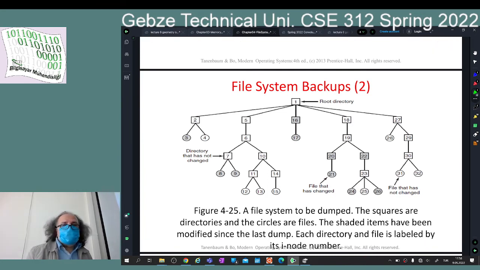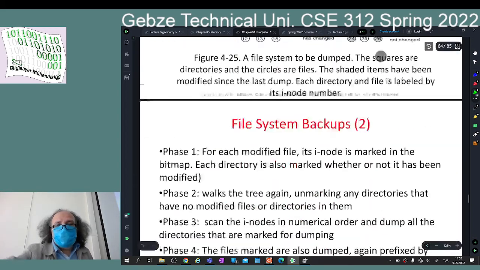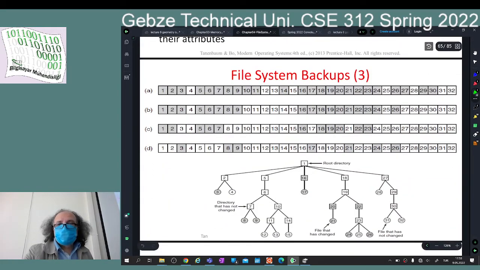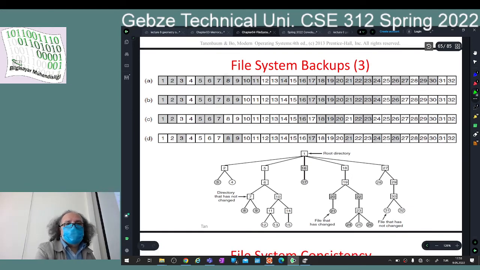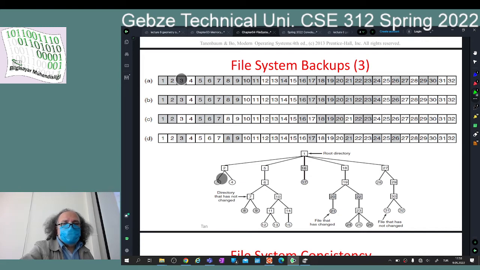All the directories, doesn't matter if the directory is modified or not. Okay, so that will be the picture here. Okay, so that's the first. So 3 is marked. See, 3 is marked in this bitmap, and 8 is marked. 9 is marked, right?